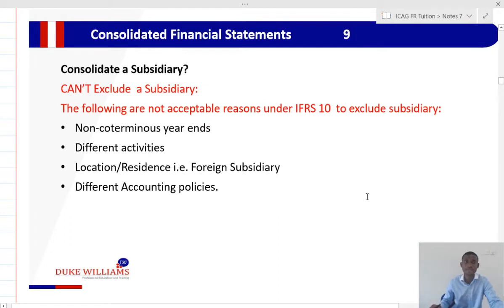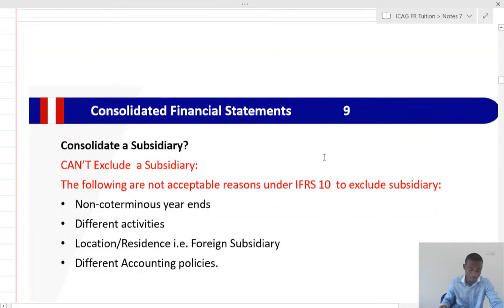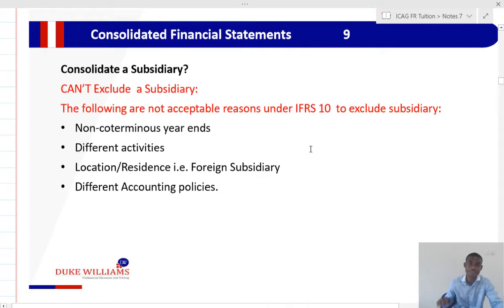Now we are saying that under the following points you will be looking at, A has no reason not to consolidate B. A must consolidate B irrespective of the following conditions. Please take note, these are not reasons for A not to consolidate B. The only reasons under which A will be allowed not to consolidate B are these two which we have looked at. But where these events or conditions exist, A must still consolidate B.